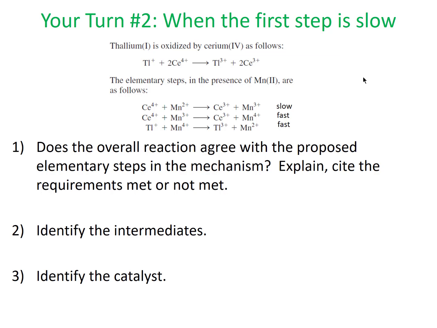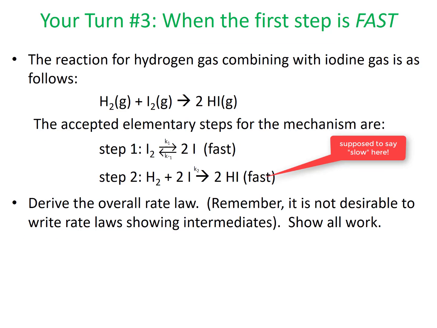In your turn number three, I'll give you a second to pause it if you want to write this question down. In this one the first step is slow, so you probably guessed correctly that in your turn three I have a reaction where the first step is fast. It says derive the overall rate law, and I put a note: remember, it's not desirable to write rate laws showing intermediates, and show all your math work in your derivation. Okay, that is the end of our tutorial.